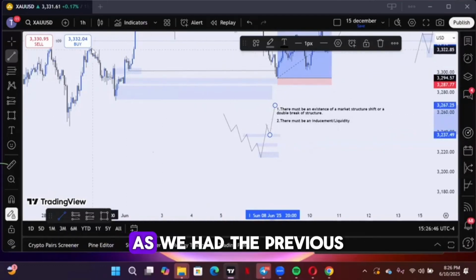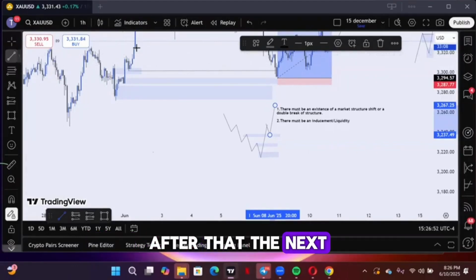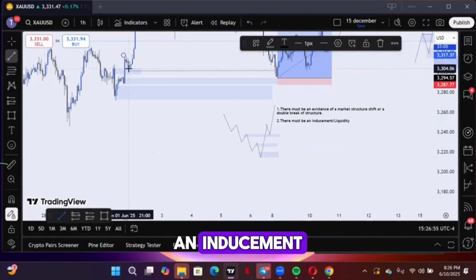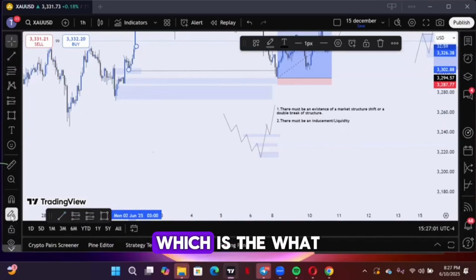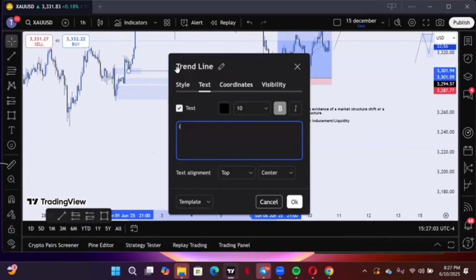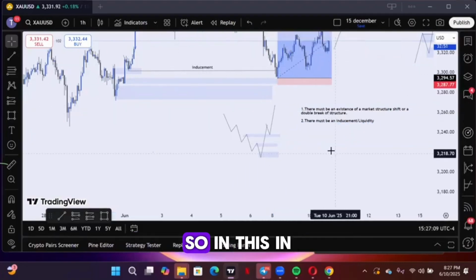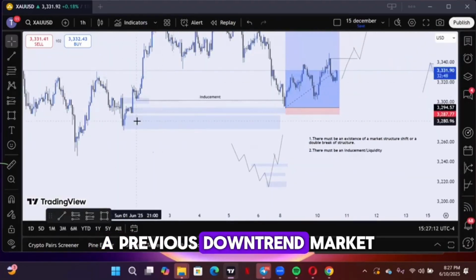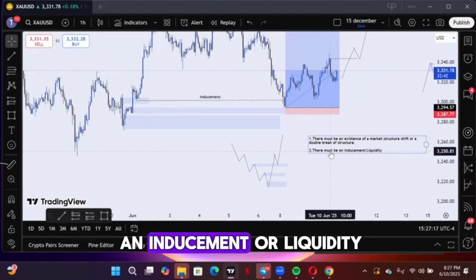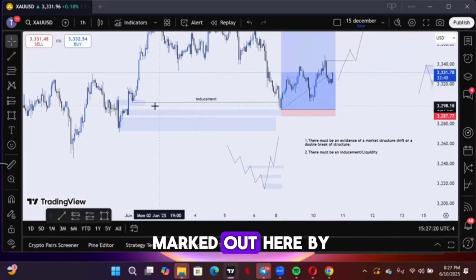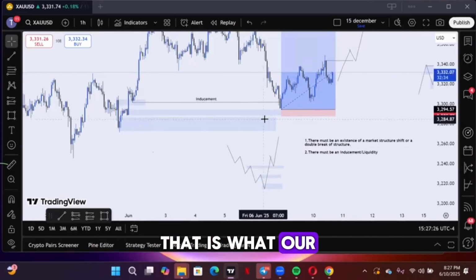So in this scenario, as we had the previous downtrend and market gave us a market structure shift to the upside, after that, the next thing that market did was to pull back and give us an inducement, and then it continued pushing back to the upside. Do you understand? So that is my second rule, which is the inducement right here. So far we've gotten the first and the second rule. So in this buy scenario, a previous downtrend, market structure shift, that's the first rule. Second rule, there must be an inducement or liquidity. Now the inducement is already marked out here by the first pullback that market made before it continued pushing back up. That is our inducement.